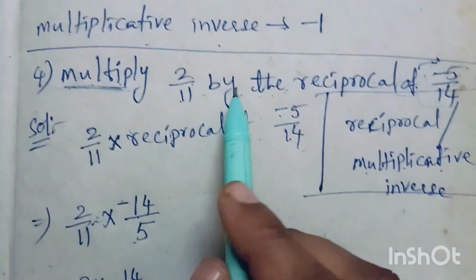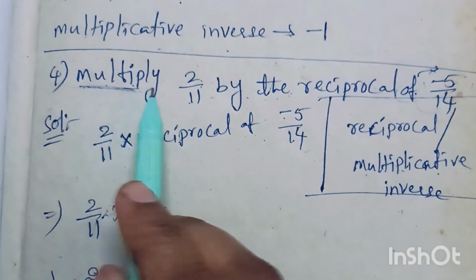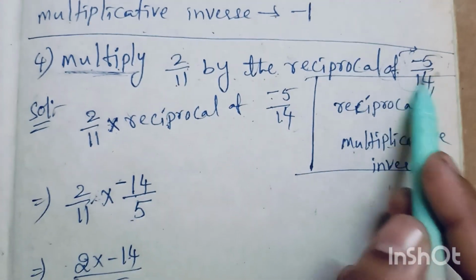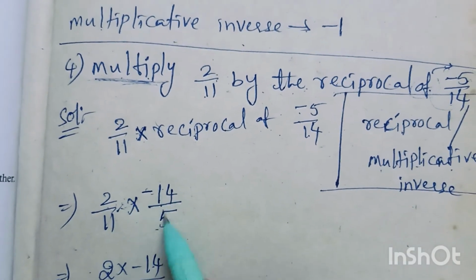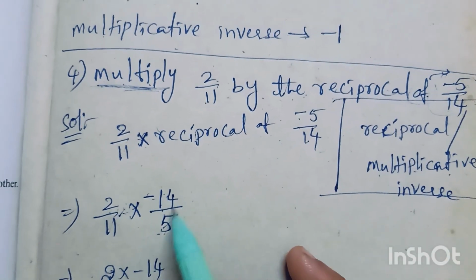Okay, once again I am explaining. Multiply 2 by 11 by the reciprocal of minus 5 by 14. So here we have to do multiplication, 2 by 11 into the reciprocal of which fraction? Minus 5 by 14. 2 by 11 into minus 14 by 5. The reciprocal of 5 by 14 is 14 by 5.